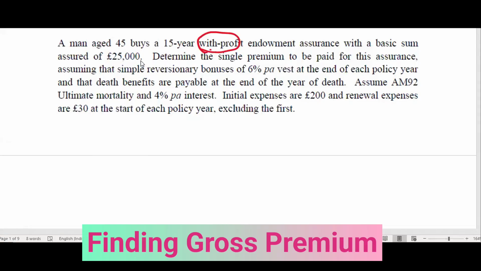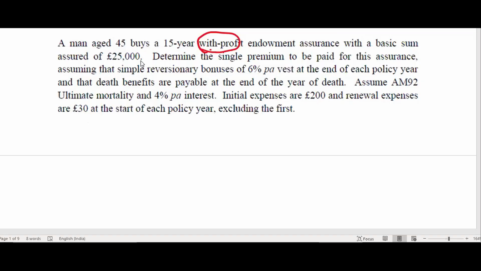With a basic sum assured of 25,000, determine the single premium to be paid for this assurance, assuming that simple reversionary bonuses of 6% per annum vest at the end of the policy year, and that death benefits are payable at the end of the year of death. Assume M92 ultimate mortality and 4% per annum interest. Initial expense given, renewal expense given.